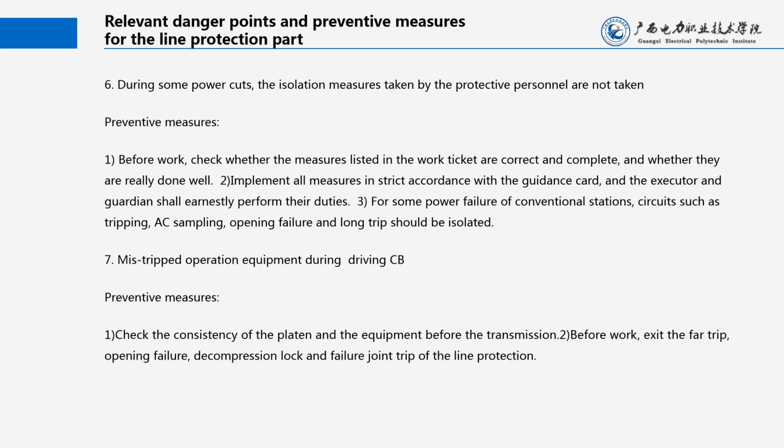7. Mistripped operation equipment during driving CB. Preventive measures. 1. Check the consistency of the platen and the equipment before the transmission. 2. Before work, exit the FAR trip, opening failure, decompression lock and failure joint trip of the line protection.